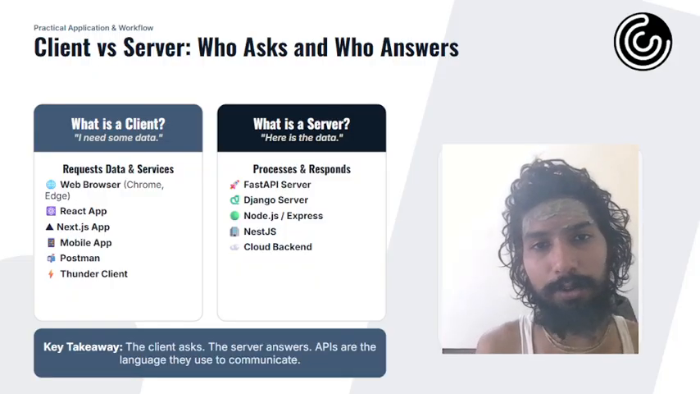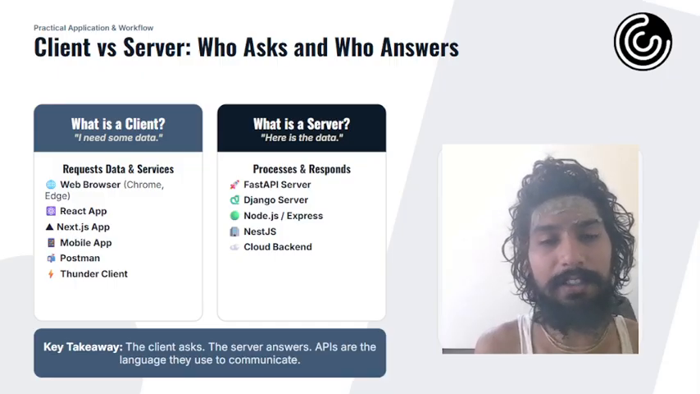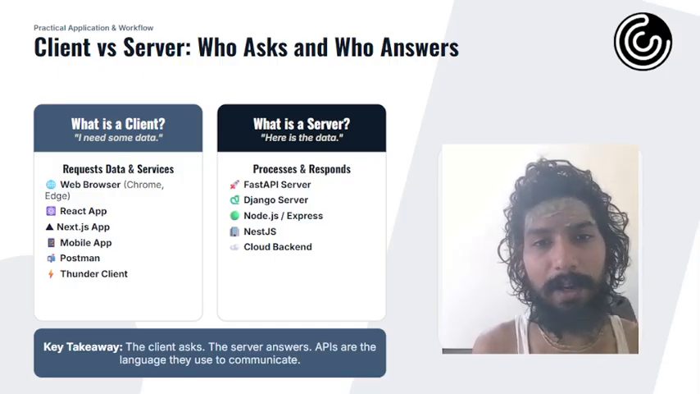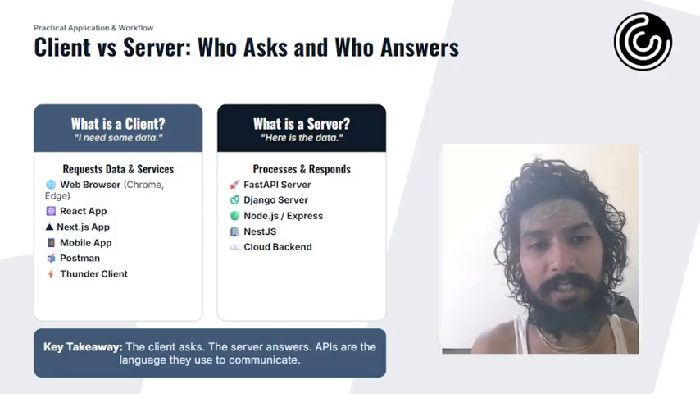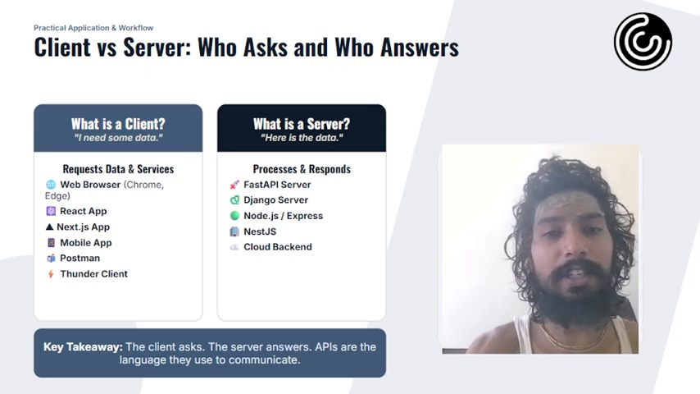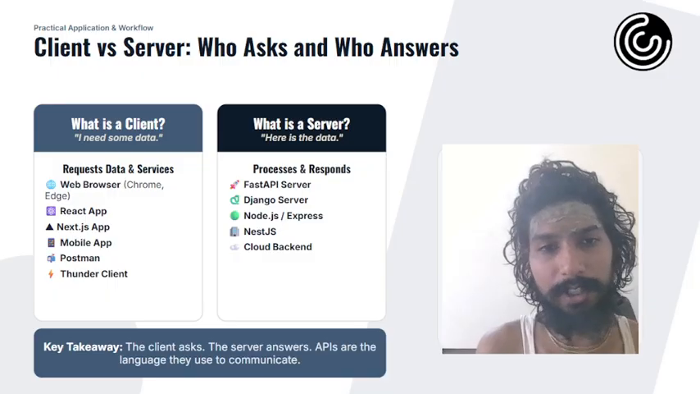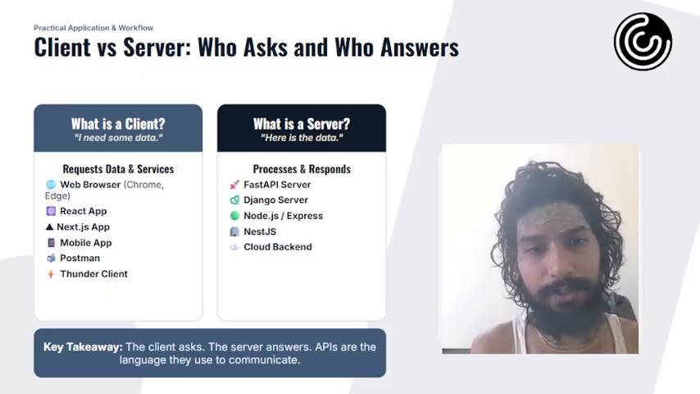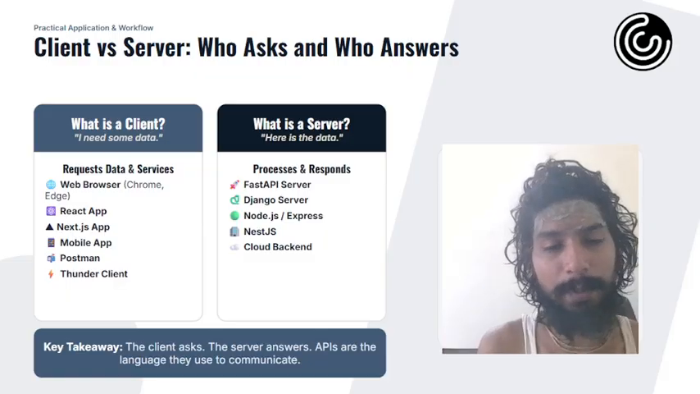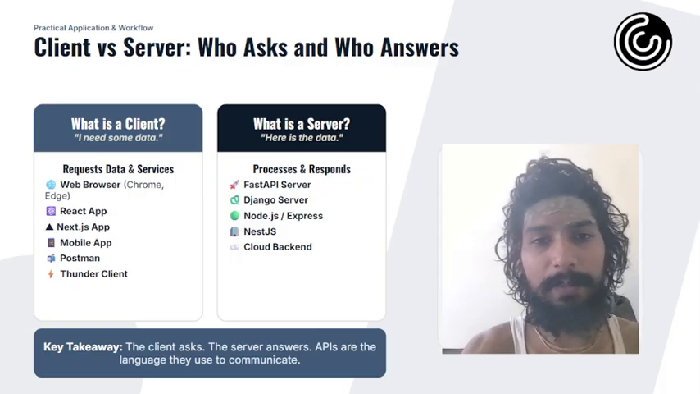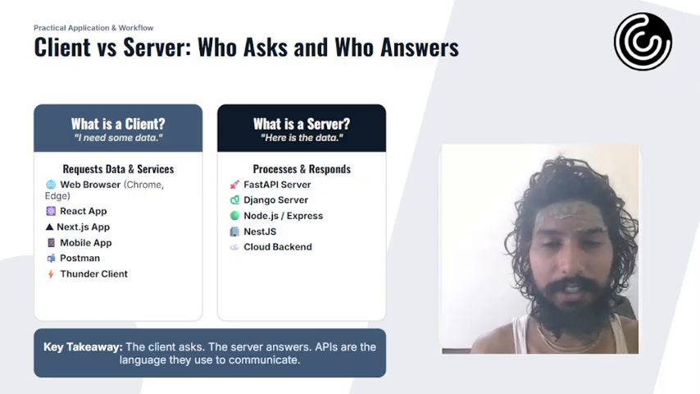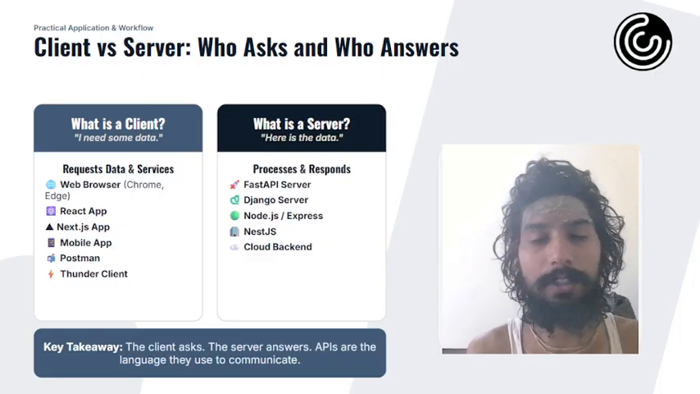Now you will frequently hear two terms while discussing APIs: client and server. The client is the application making the request. It could be a web browser, a React application, a Next.js application, a mobile application, Postman, Thunder Client. The server receives the request and returns a response. For this lesson, the browser or Thunder Client is the client, while the public API is the server. A client does not necessarily mean a person. It means the software asking another system for something.